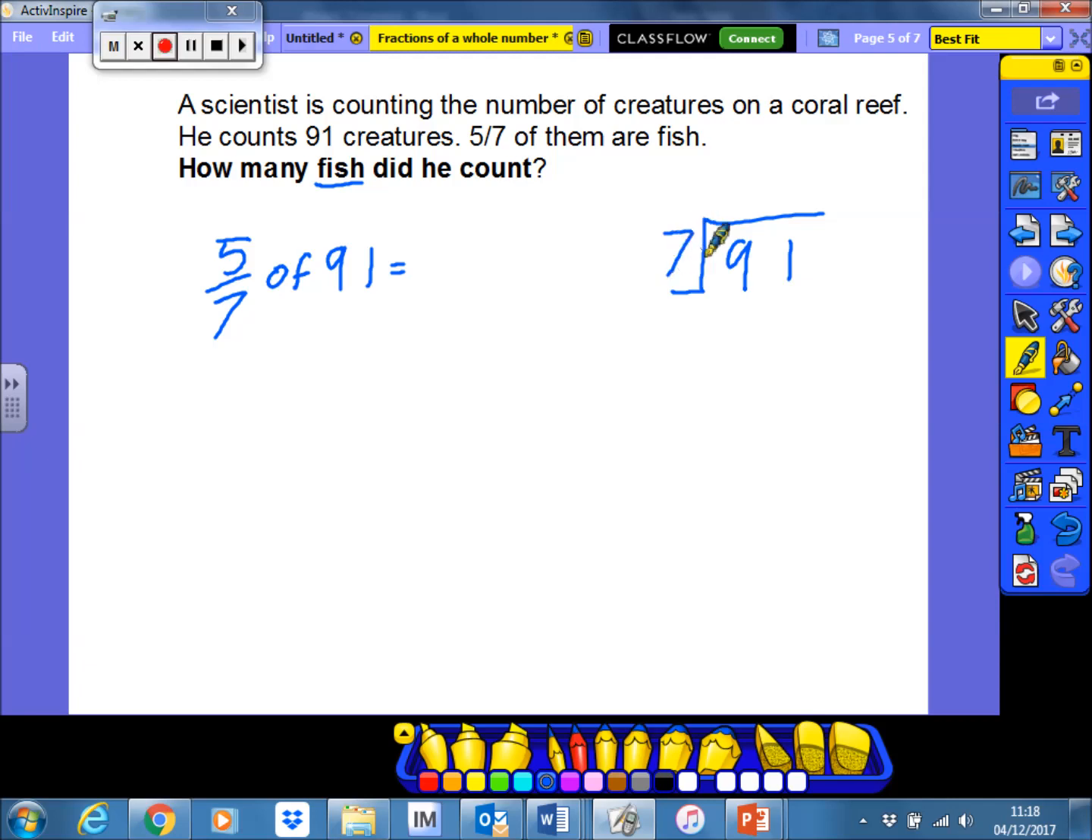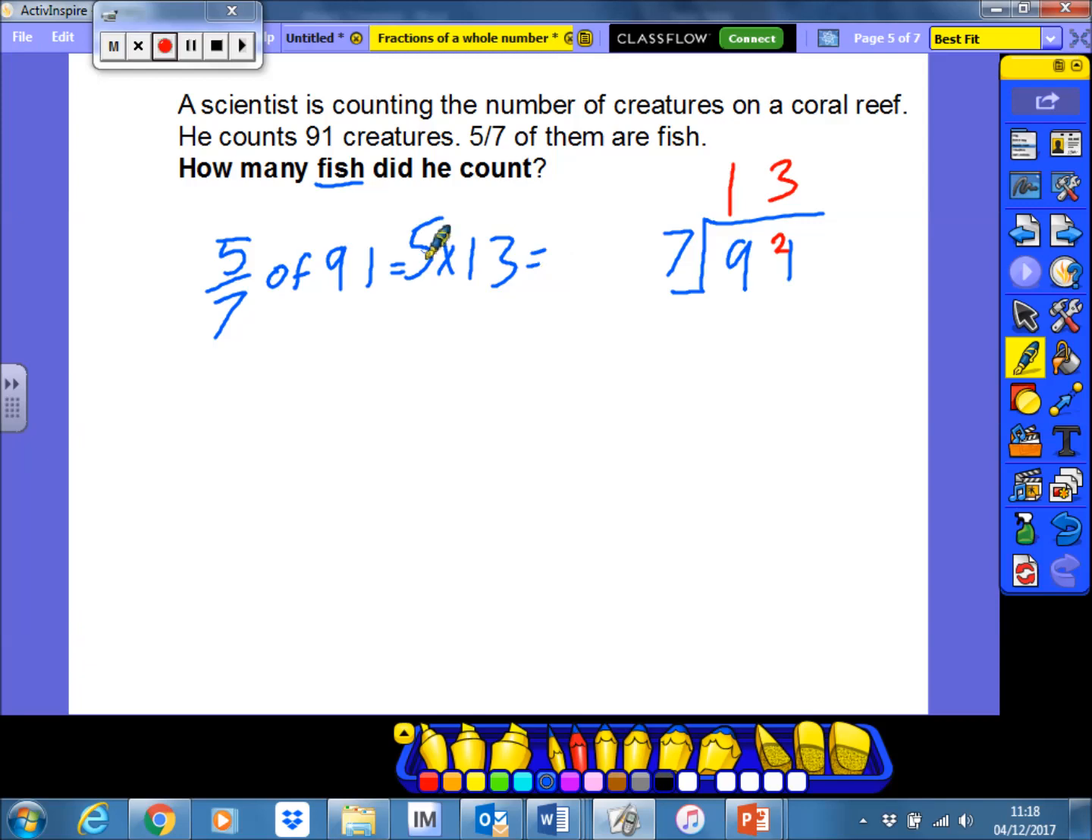So how many 7s, I'll do this in a different colour actually. How many 7s are in 9? Well, there's 1 with 2 left over. How many 7s are in 21? 3. So, in total, 1/7 of 91 is 13. But we're not being asked what 1/7 is. We're being asked what 5/7 are. So I'm going to work out what 5/7 of 91 is.